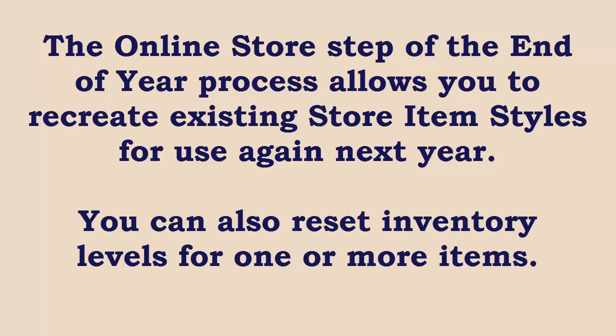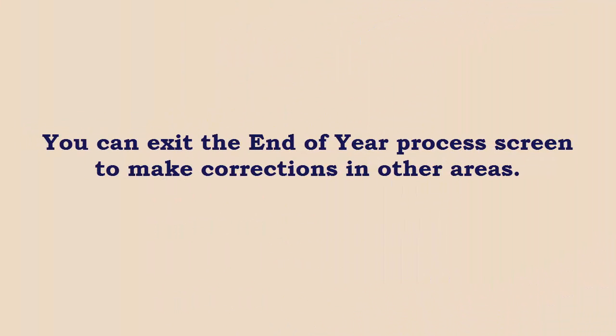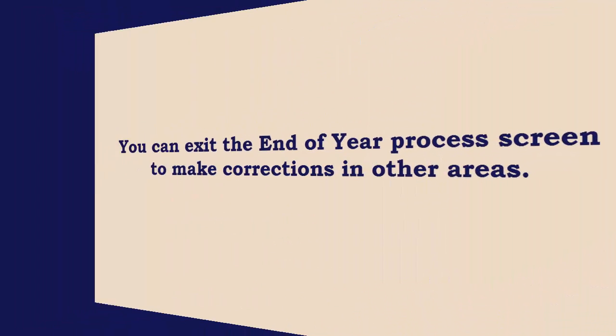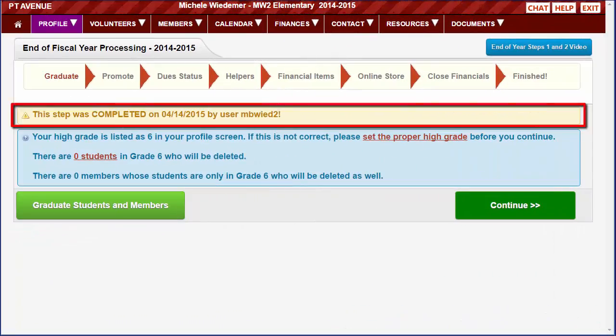You can also zero out any inventory counts for an item. This step includes multiple screens. Remember that you can exit the end-of-year process to make corrections in other areas. When you return to the end-of-year process, the screens let you know whether you skipped a step or completed it.